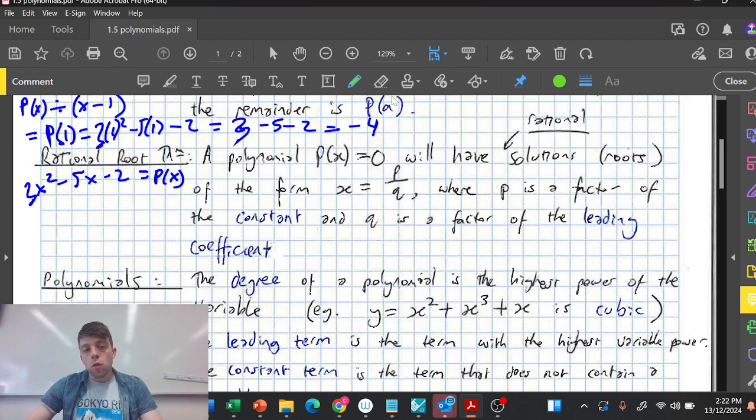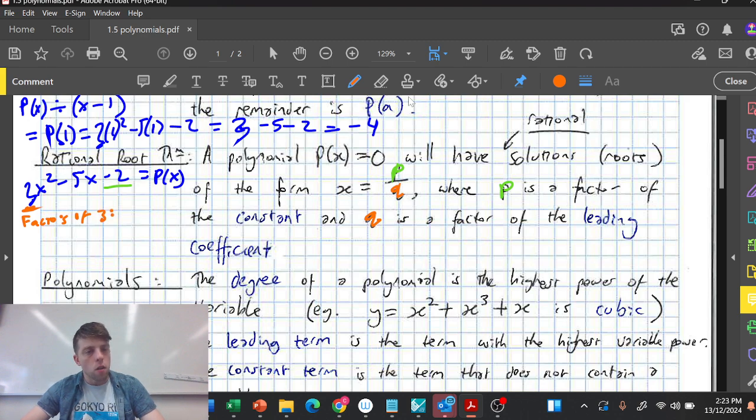It will have solutions of the form x is equal to p over q, where p is a factor of the constant. So look over here. The constant is this number right here, okay? So p is a factor of the constant, and q is a factor of the leading coefficient. If you look at this example, the leading coefficient is 3. So basically, the numbers that we're going to try for our factors need to be of that form. Why don't we just quickly consider the possible factors of 3, for example.